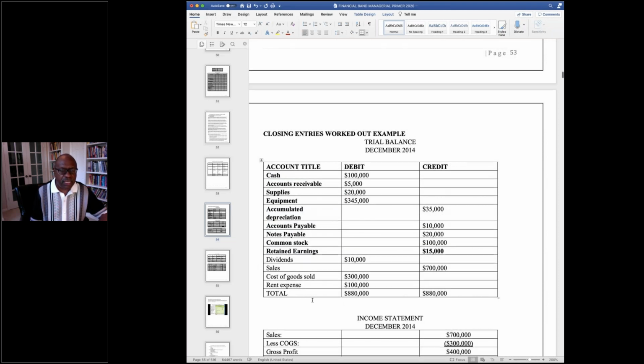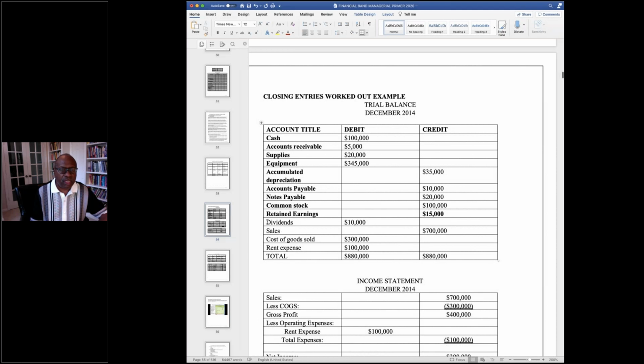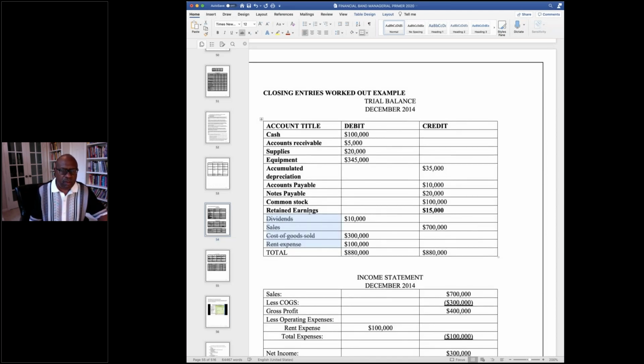At some point in time, these are all temporary accounts, and I'm going to put a strike through them. We're going to close them out, and we're going to close out their balances. And so they'll be zero, and then retained earnings will be at a different amount. These are all temporary retained earnings accounts, and we're going to reflect them in the retained earnings eventually.